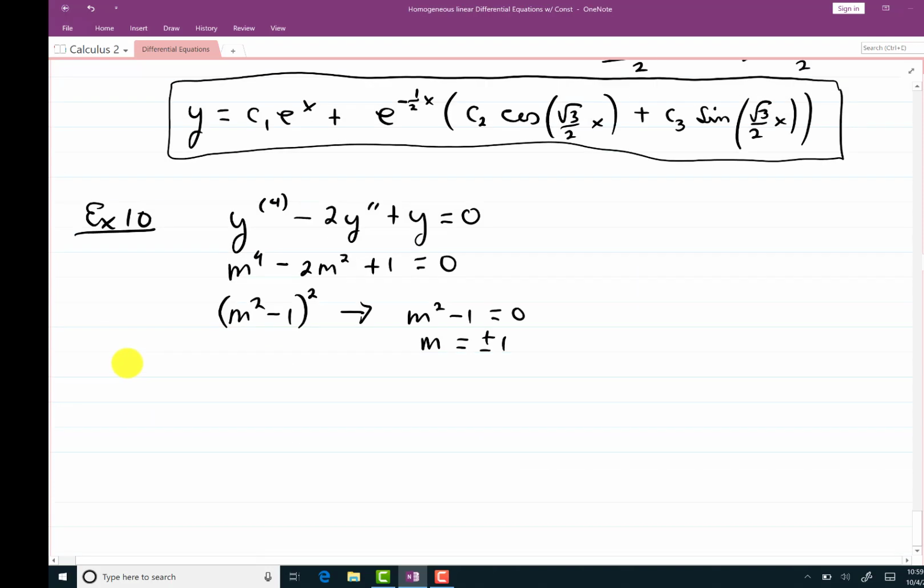Well, since it was squared, I actually have the following solutions: plus or minus 1 are each repeated. So you'll get y equals c1 e to the x plus c2 x e to the x. That takes care of my repeated ones. Plus c3 e to the negative x plus c4 x e to the negative x.